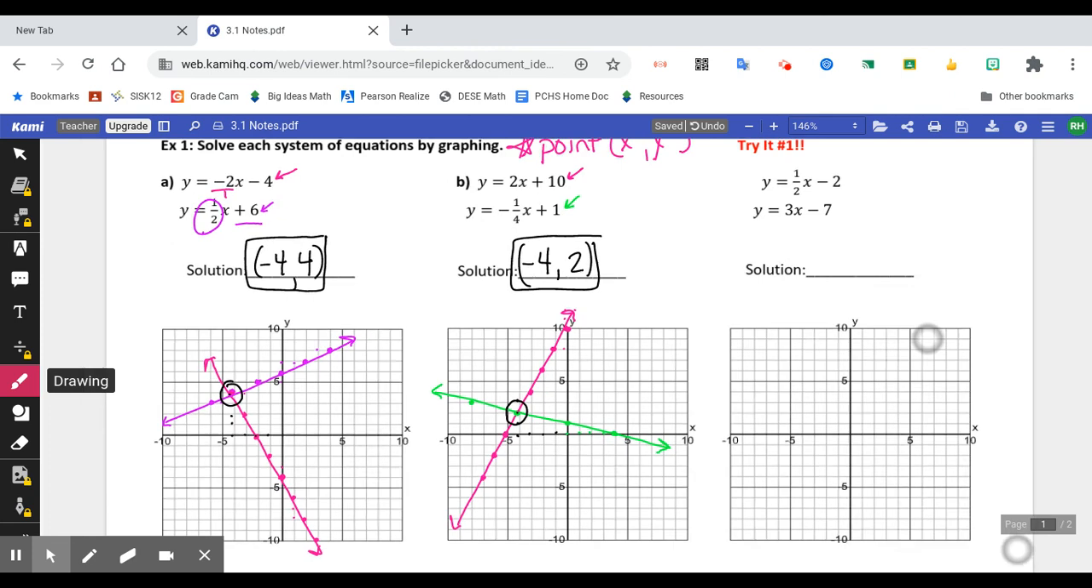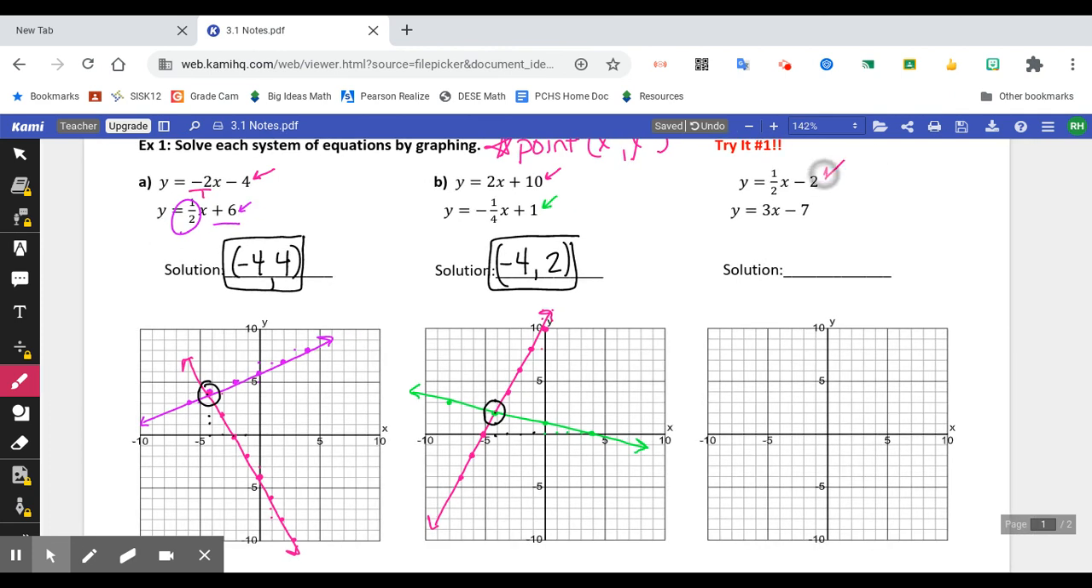Same thing, they are both in slope-intercept form, so I'm going to start at negative 2. So negative 2 here, slope is 1/2, so up 1, right 2, up 1, right 2, up 1, right 2, up 1, right 2. I'm going to go backwards, so down 1, left 2, a couple more this way, so we make sure we cover it all. Let's draw in our line. Okay, I'm going to switch colors and let's do the next one.